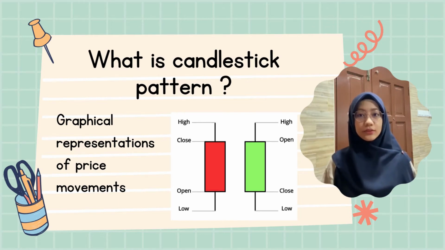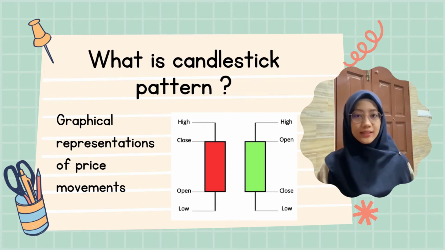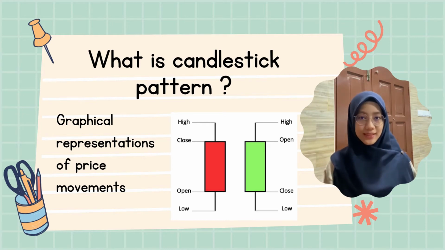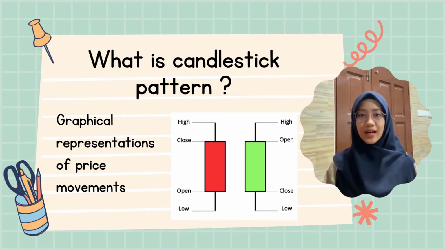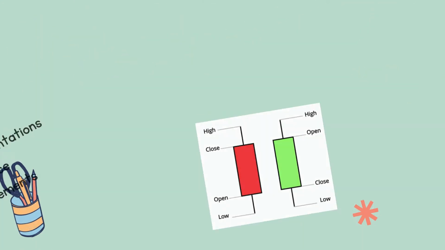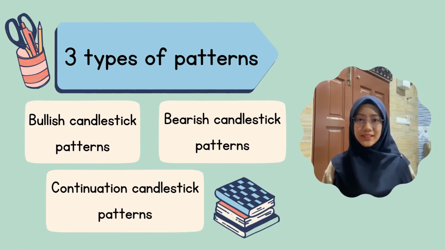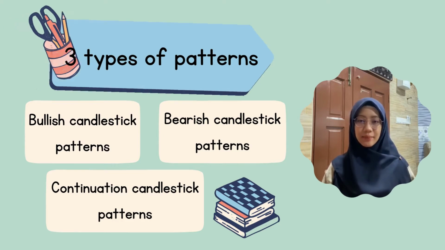It can be long, normal, or short, depending on its proportion to the lines above or below it. The lines above and below are known as tails. They represent the high and low price ranges within a specific time. However, not all candlesticks have tails. I will be explaining 3 types of pattern, which are bullish candlestick patterns, bearish candlestick patterns, and continuation candlestick patterns.